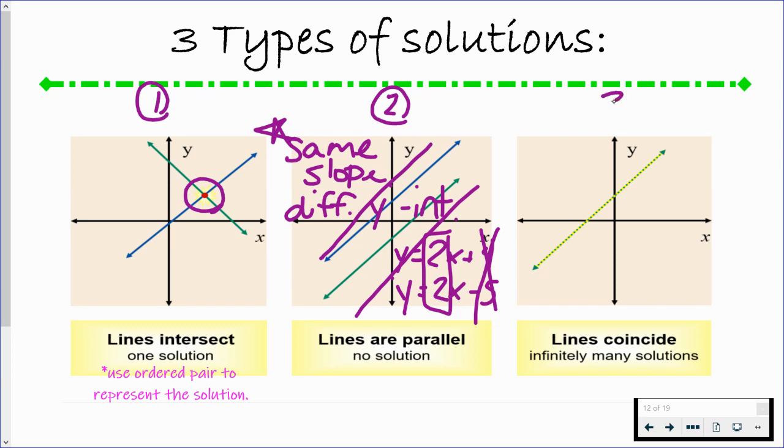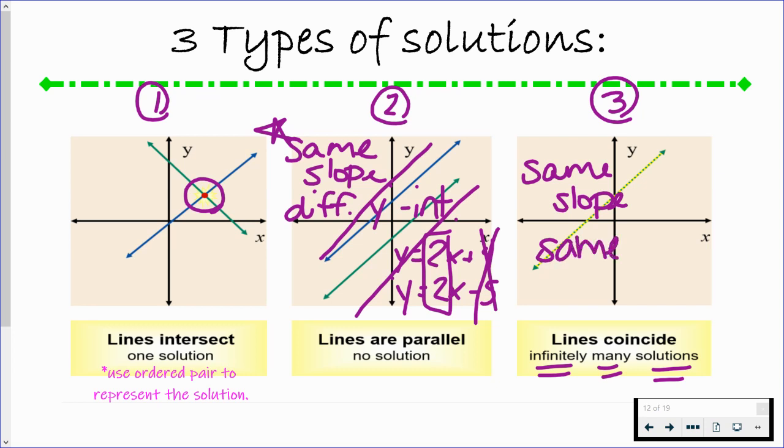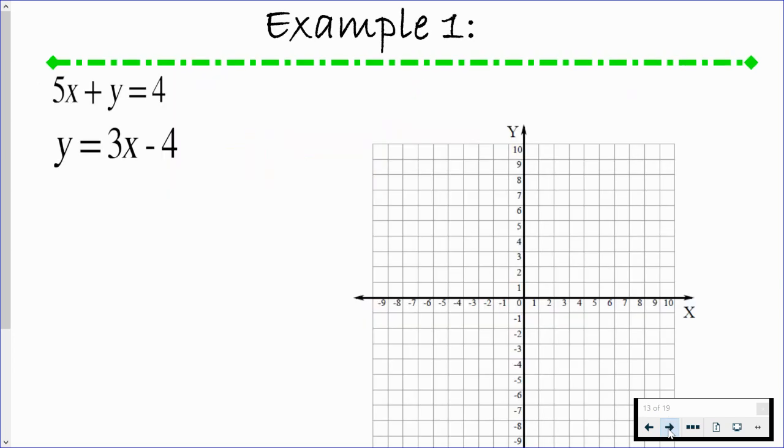Our third type of solution that we can see is infinitely many solutions, which you're going to come into contact with today. That means honestly, it's the same exact line. So you're going to have the same exact equation. I always say here, you're going to have same slope, same y-intercept. Okay, so those are the 3 types of solutions. So let's get going with example number 1.